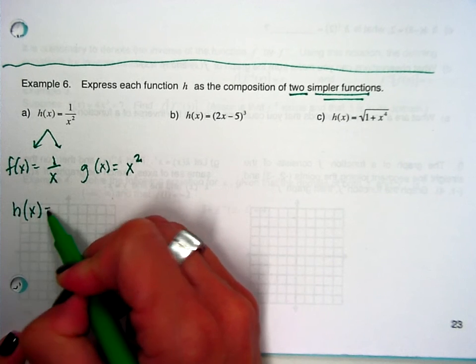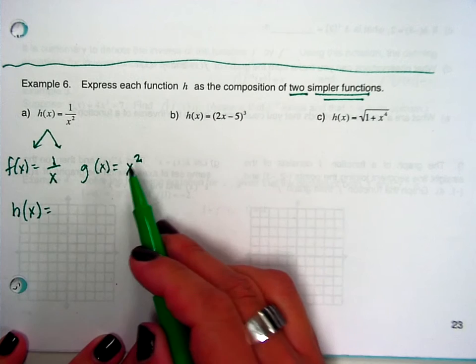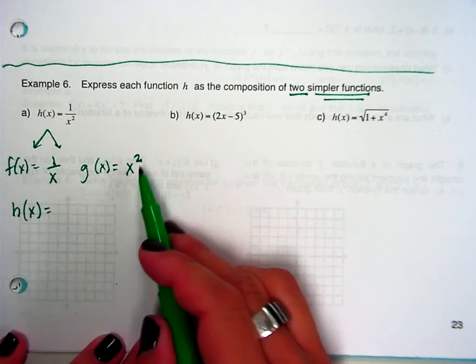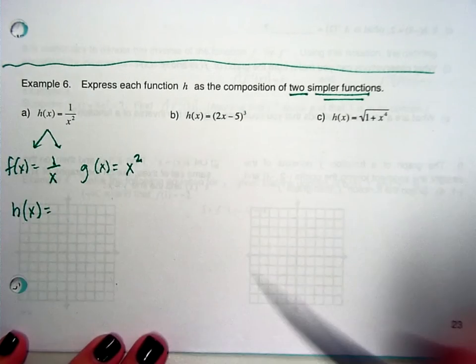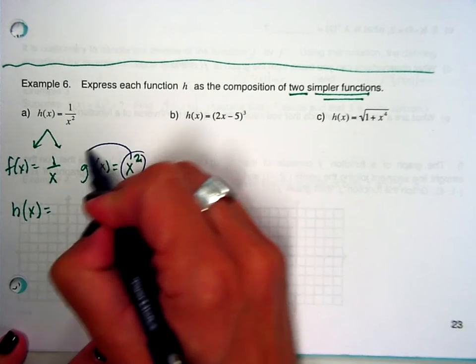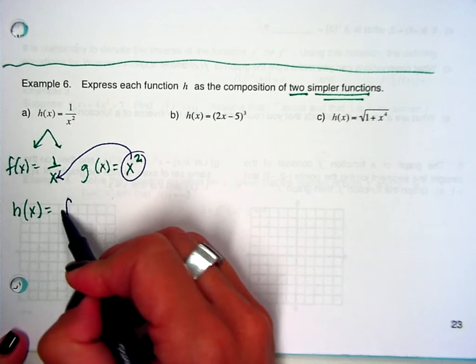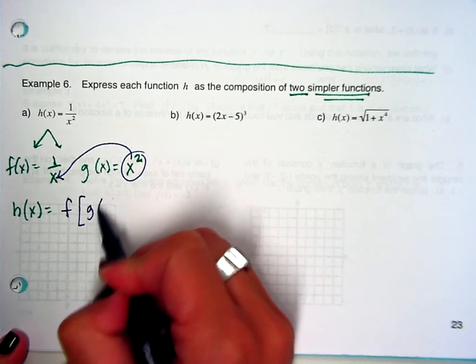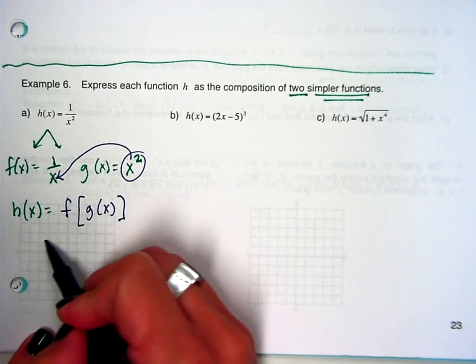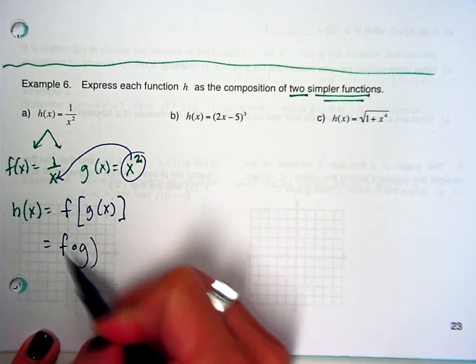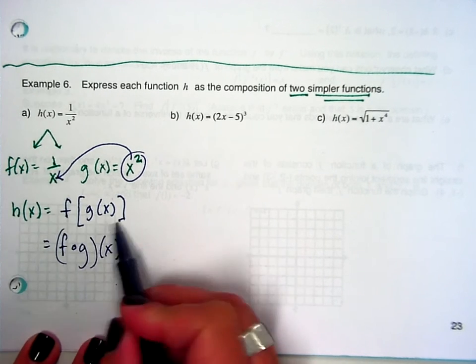Is h f of g, or is it g of f? Which one is plugged into the other one? Well, as you can see, this x squared is plugged in to this one. So g is being plugged in to f, so it would be f of g, or in other words, f of g of x. You can write it in that notation as well.